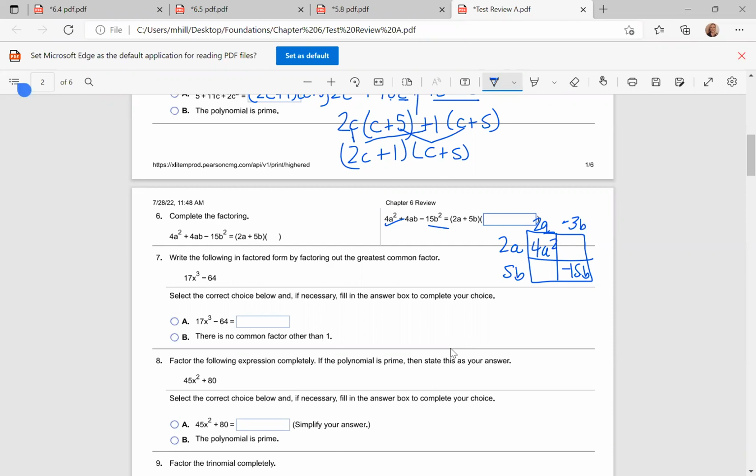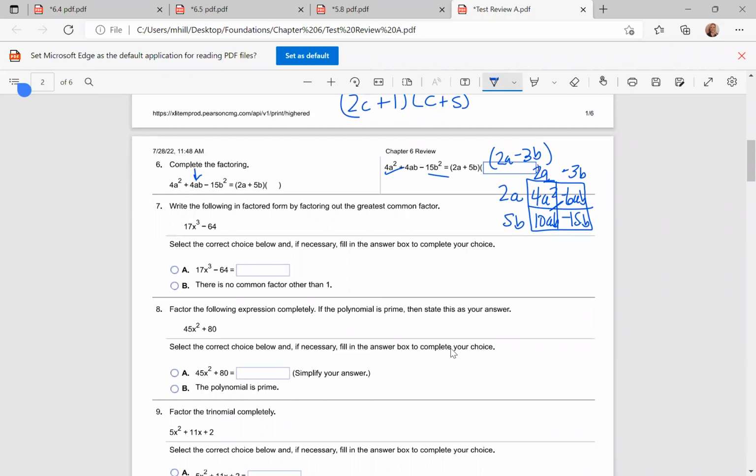So these two terms in the middle would end up being your 2a times negative 3b, which is negative 6ab, and then 5b times 2a is 10ab. So these two right here are supposed to add up to be 4. And 10 minus 6 does add up to be 4, so we're good. So 2a plus 5b, the other one's going to be 2a minus 3b, which is written right here at the top. And we just kind of brainstormed to figure out what the missing part was.